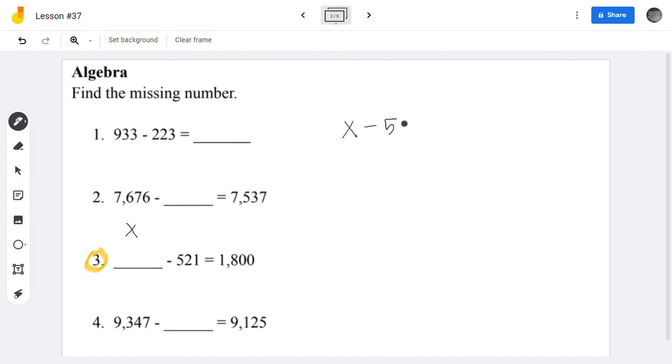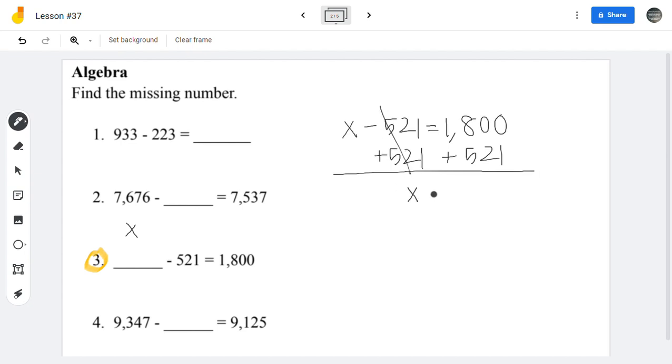So now with this new variable in place of the missing number, I'm going to rewrite it on the right side over here. From here, you're trying to isolate x, so I'm going to be adding 521 to both sides. By adding 521 to both sides, on the left side these will cancel, leaving only x on the left side, which is what we want.